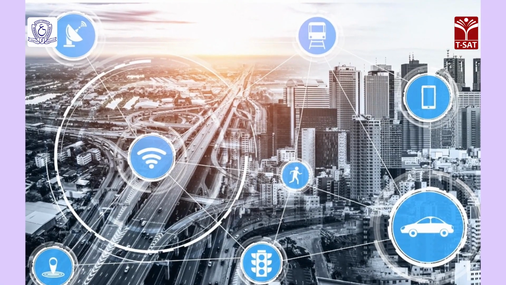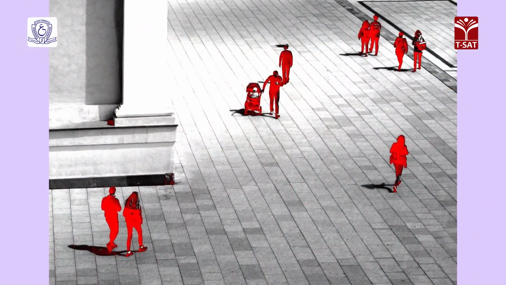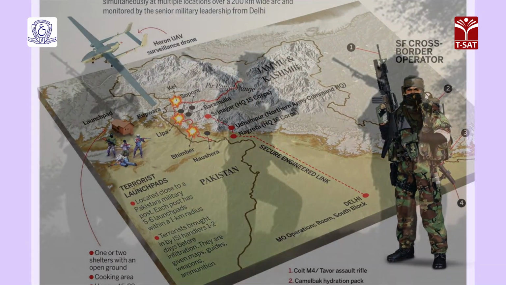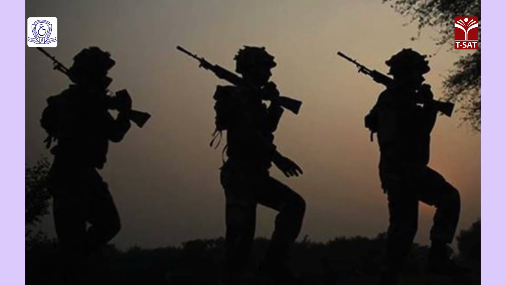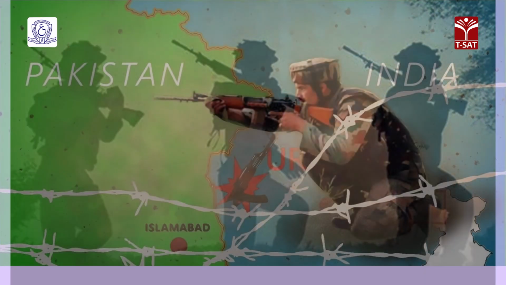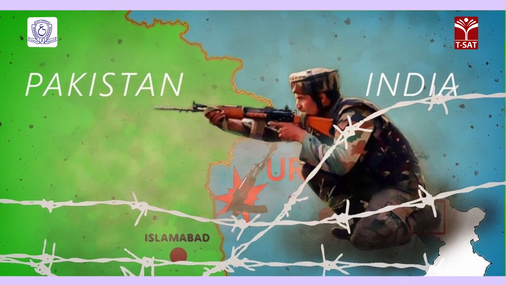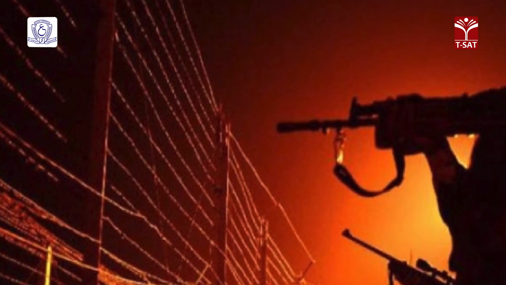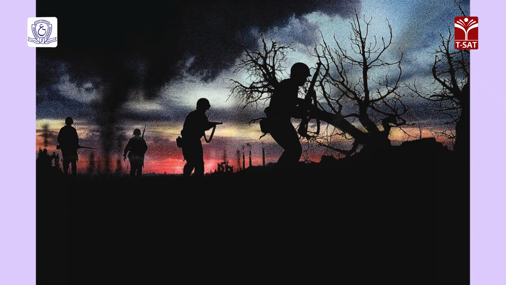GPS and terrorism. GPS is very important to determine the location of a terrorist attack. For example, in the surgical strike, Indian intelligence agencies used GPS, and the Indian Army carried out a surgical strike against terror launch pads on and along the Line of Control in 2016.